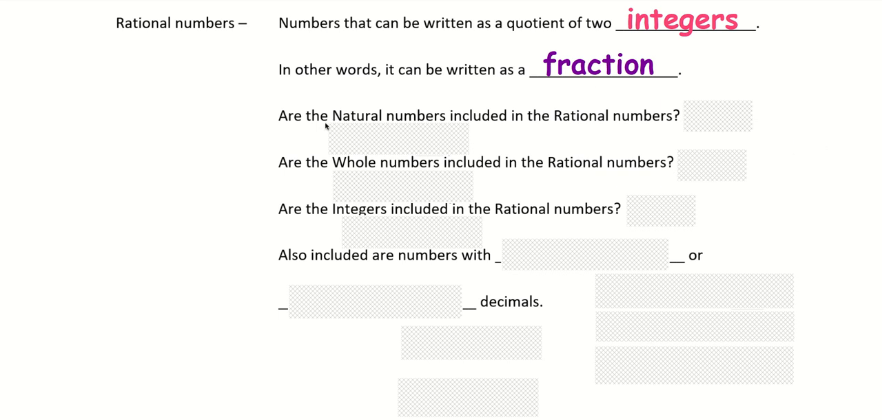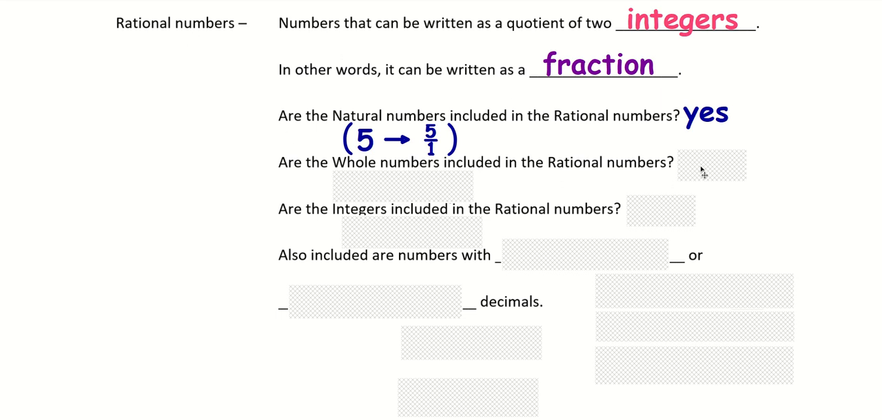Okay? So are all the natural numbers included in the rational numbers? Yes, because any natural number like 5 can be written as a fraction. How can you write 5 as a fraction? Like that. You can write 5 or any natural number as 5 over 1. So if a number is natural, it's automatically also included in the rational number set.